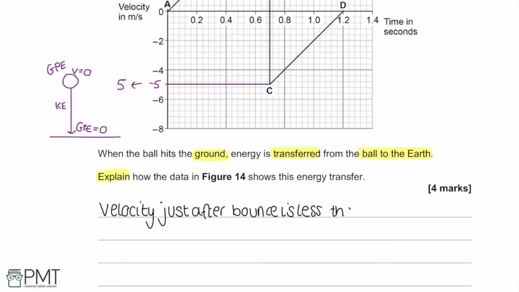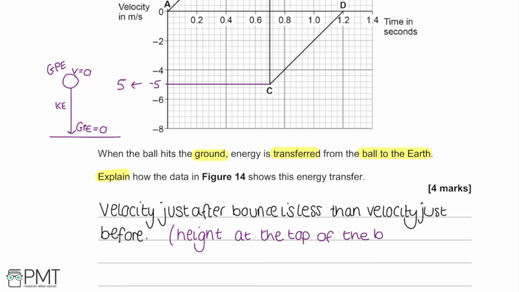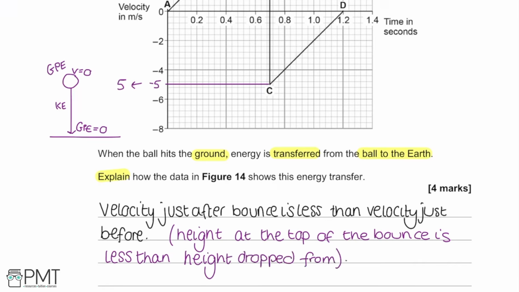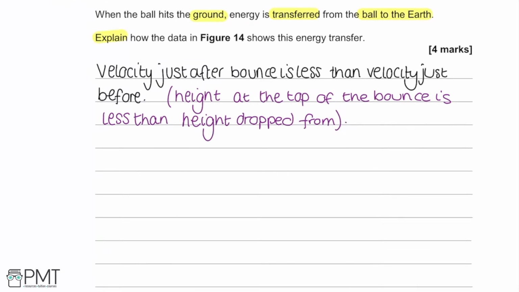Now that's because of this loss, this conversion of energy and some being transferred to the Earth. So that means that if it's got less kinetic energy afterwards, the height at the top of the bounce is also going to be less than the height from which it was dropped. So either of these 2 points are what we need to say to get the first mark. They're going to basically mean the same thing, just saying them in different ways. So we're going to have to write one of these down in order to gain that first mark. We're then going to go on and explain in a bit more detail what's happened.